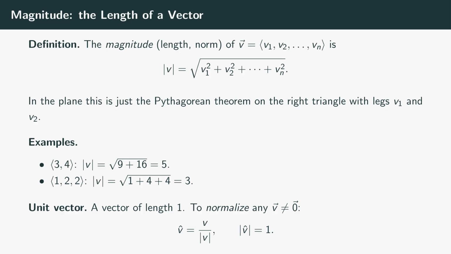Now, a special case we'll need everywhere. A vector whose length is exactly 1 is called a unit vector. To turn any non-zero vector into a unit vector pointing the same way, you divide it by its own magnitude. We call that normalizing, and we put a little hat on the result. A unit vector strips away the length and keeps only the pure direction.